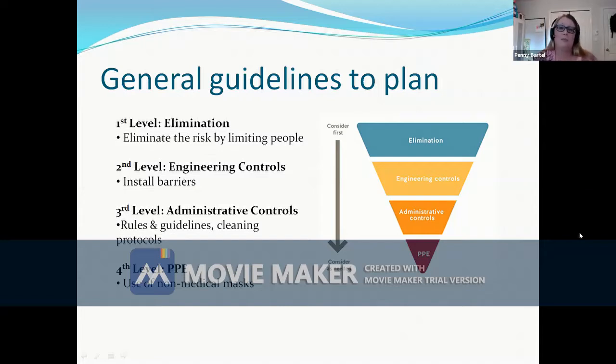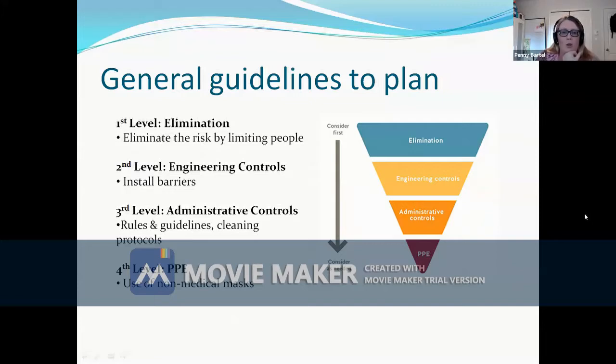So level 1, just eliminate the risk by limiting people into your facility, into your program, into your area. Second level being engineering controls. That's where people are putting in barriers between themselves and the public. Administrative controls, that's something that we're talking about here, is your rules and guidelines for operating, your cleaning protocols. And then the final is the personal protective equipment, because it's not as good as just not being in contact with people. There's still an element of risk there.